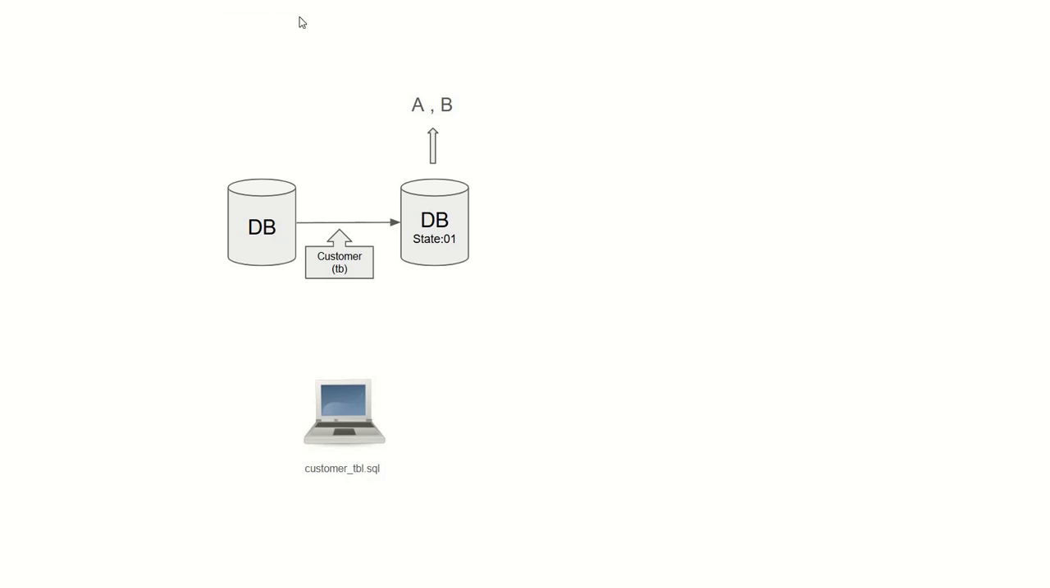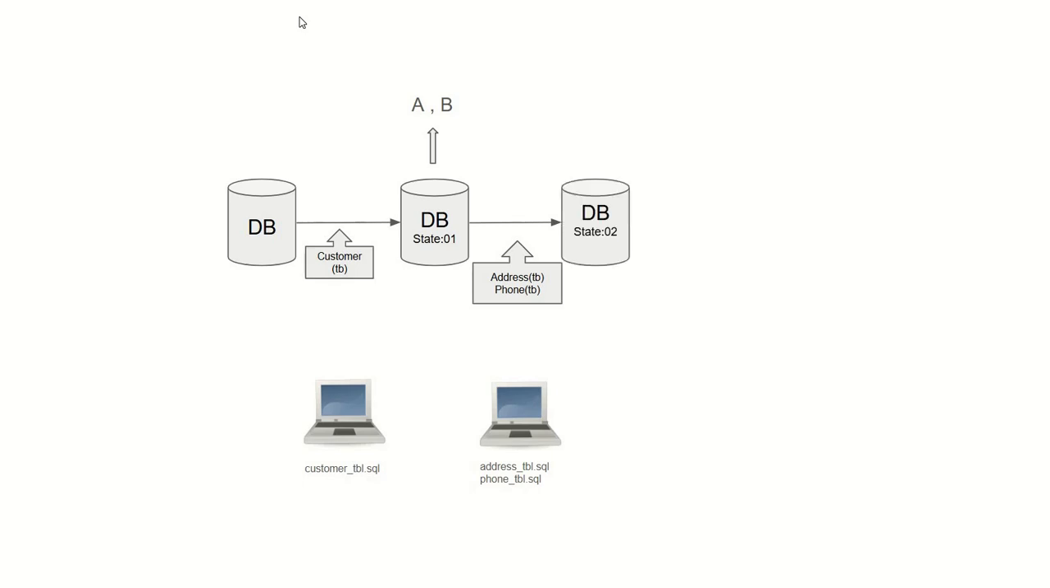As next changes, let's add two new tables called address and phone. So you get two more SQL files, and let's call this next state as state 2. Again, after this change, clients A and C want this change on their side. As this client C is a new client, you have to bundle all three SQL files and send them.